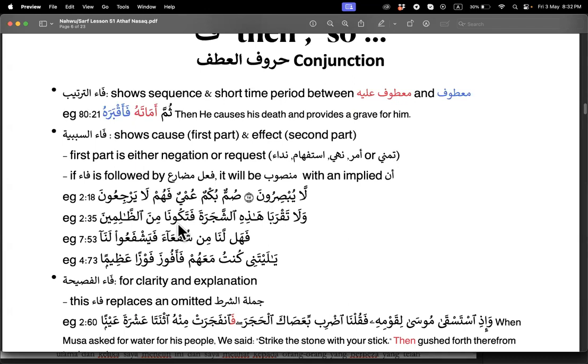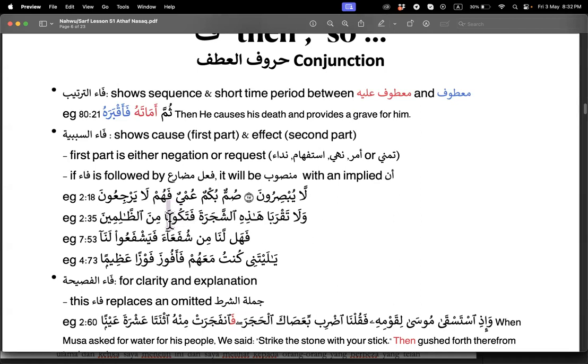Marfu, takunani. You said this is the one word, right? Mansub or majzum. Yes, this is fi'il mudhari. So when you have fa sababiyah, this is fi'il mudhari mansub. We're going to talk about the i'rab later, inshallah, but this is fi'il mudhari mansub.